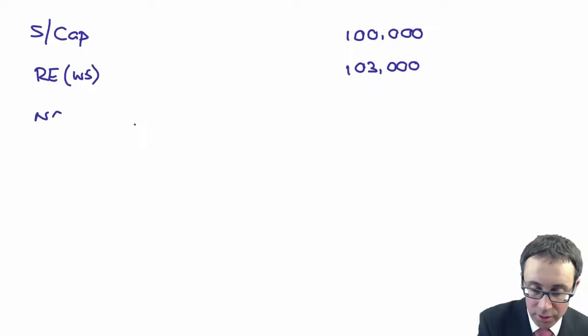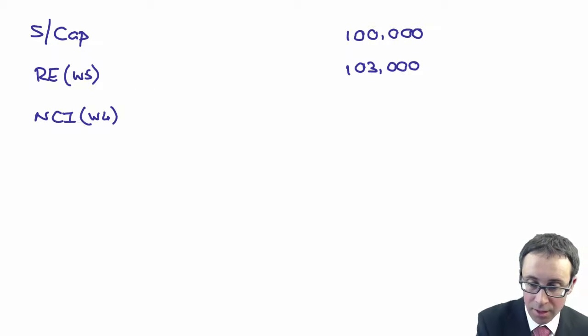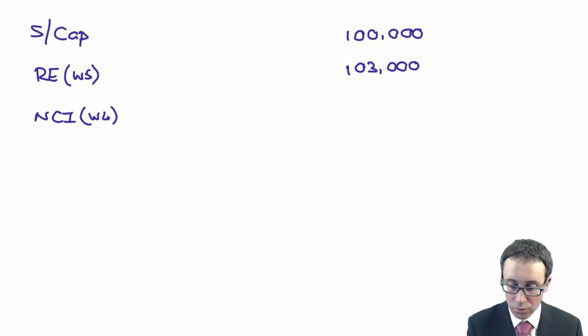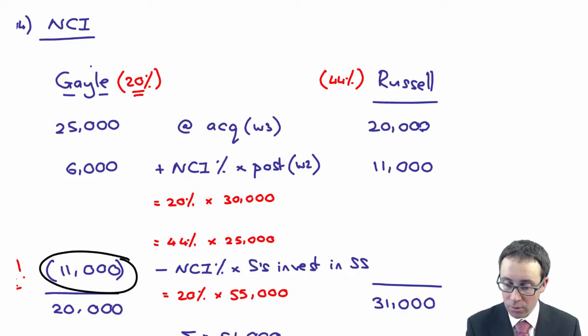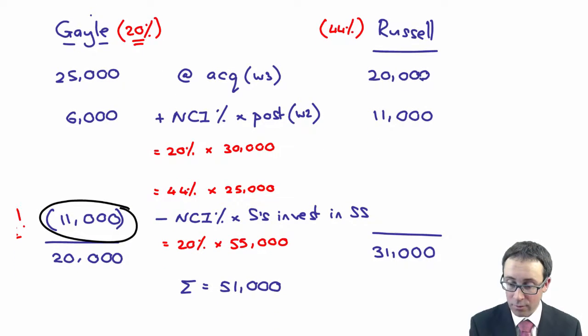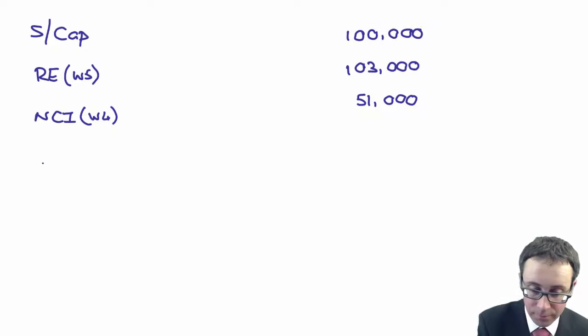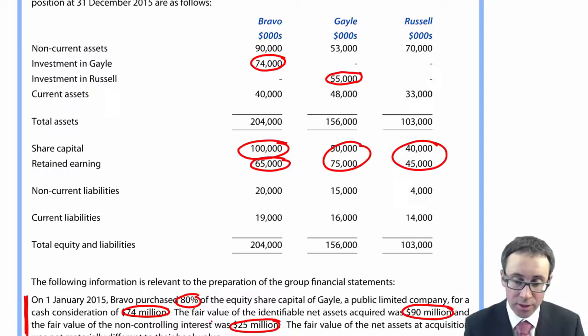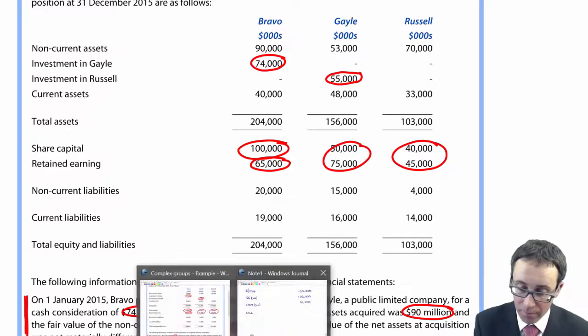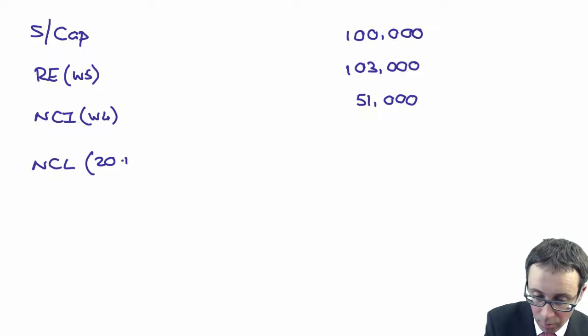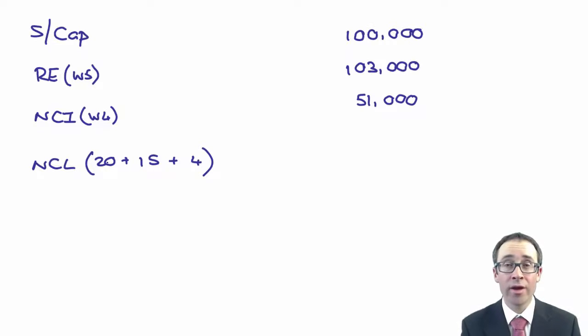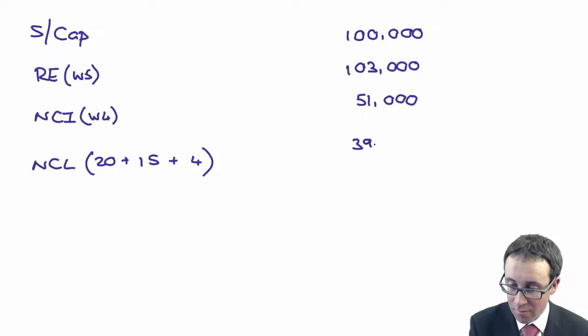The non-controlling interests, NCI, is there as working number 4, isn't it? So NCI was there in total when we totaled it up at 51,000 from working 4. We've then got the non-current liabilities from the question, 20, 15 and 4. 20 and 15 is 35 and 4 is, yep, that's it, 39. Thank you very much.